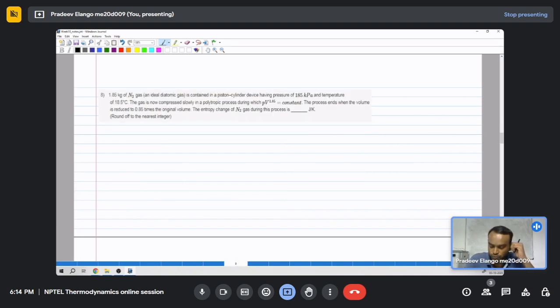Problem: we have 1.85 kilogram of nitrogen gas, an ideal diatomic gas, contained in a piston cylinder device at a pressure of 185 kilopascal and a temperature of 18.5 degrees Celsius. The gas is now compressed slowly in a polytropic process, during which PV power 1.85 is equal to constant. The process ends when the volume is reduced to 0.85 times the original volume. The entropy change of nitrogen gas during this process is dash joule per Kelvin.